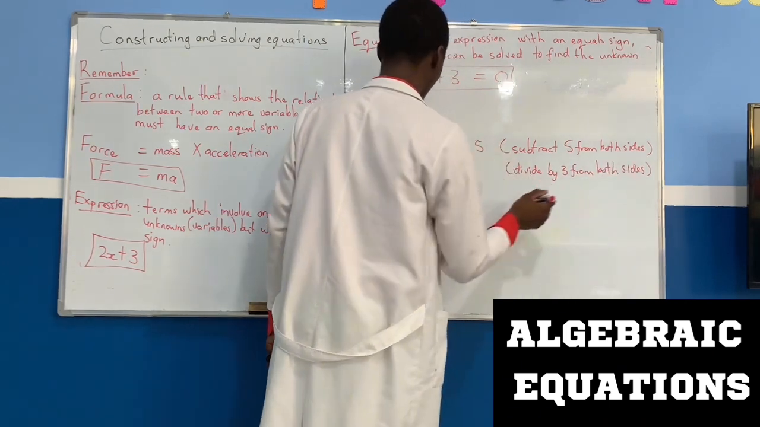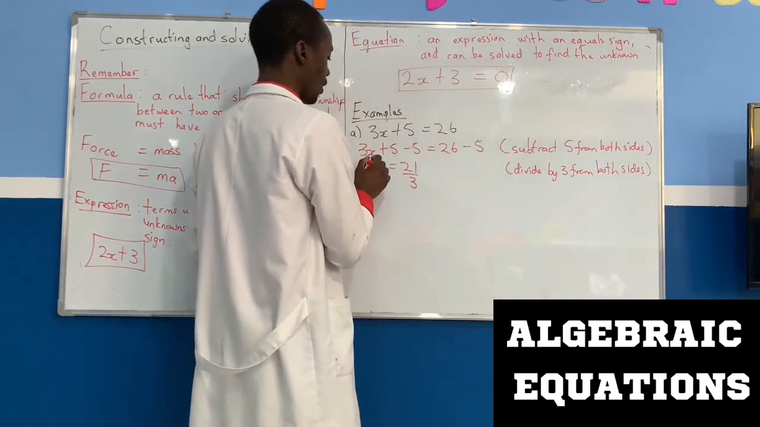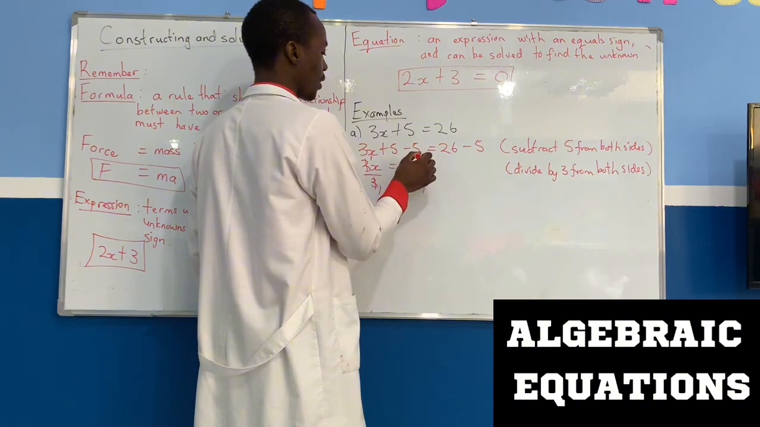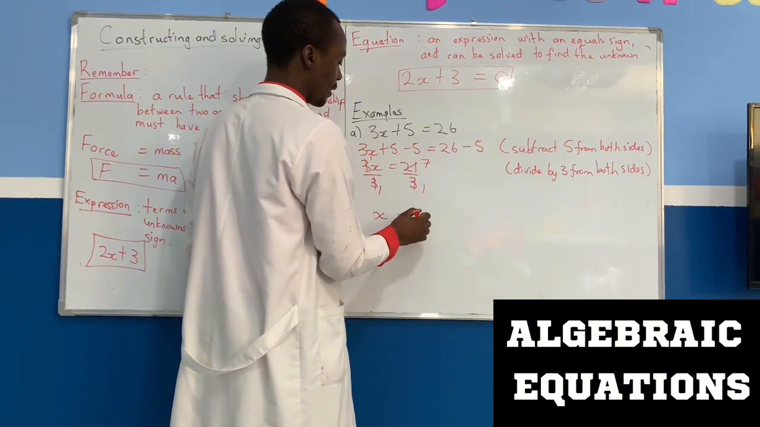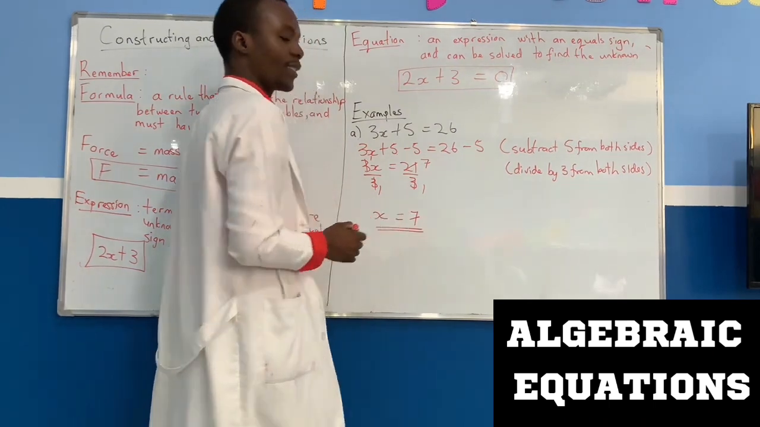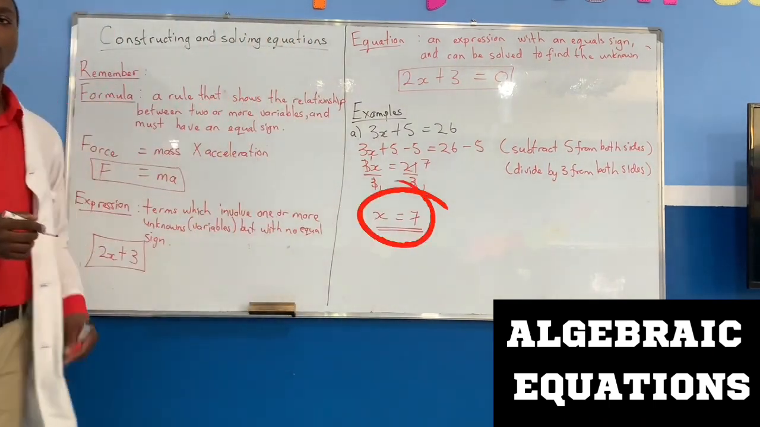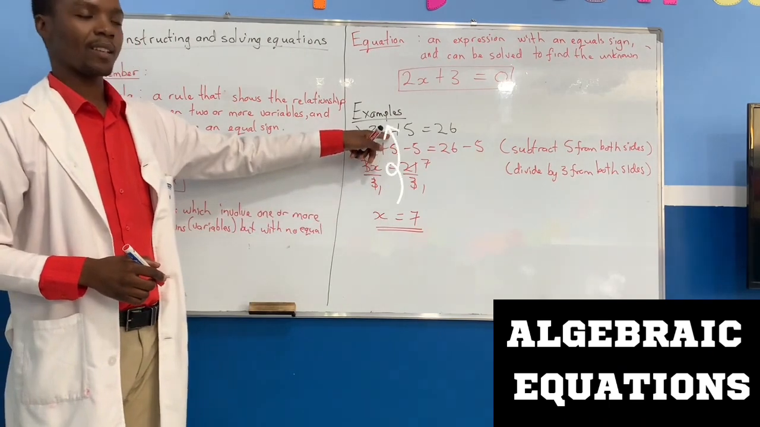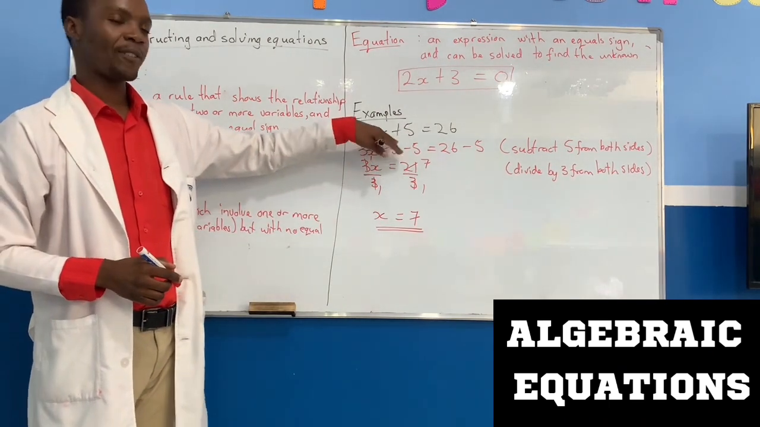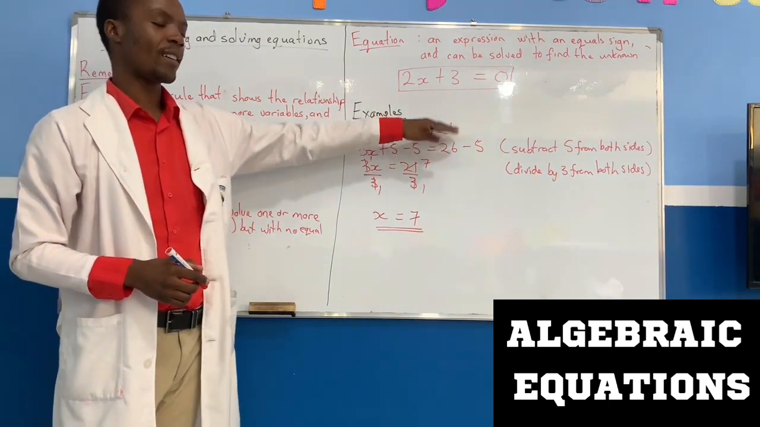21 divided by 3 is 7. So 3 into 3, 1, 3 into 21, 7. So x is equals to 7. This is the solution for the problem. What it means is if we substitute this x into this equation, the left-hand side will be equal to the right-hand side.